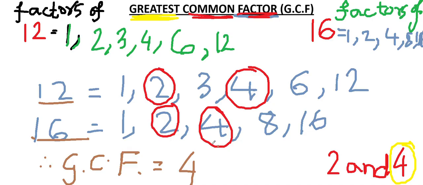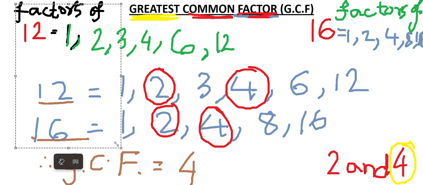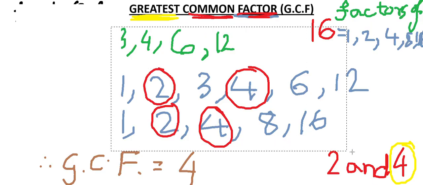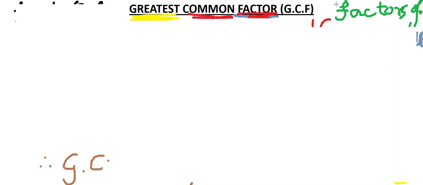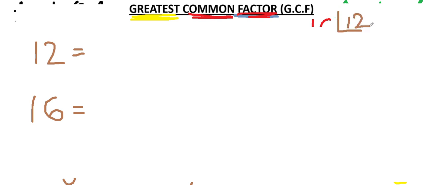Okay? So there is one more way to find out the greatest common factor. I would like to show you that as well. There we go. Okay. So I'm writing 12 and I'm writing 16. By the staircase method from yesterday, we are going to find out the G.C.F of 12 and 16. I'm writing 12 over here.